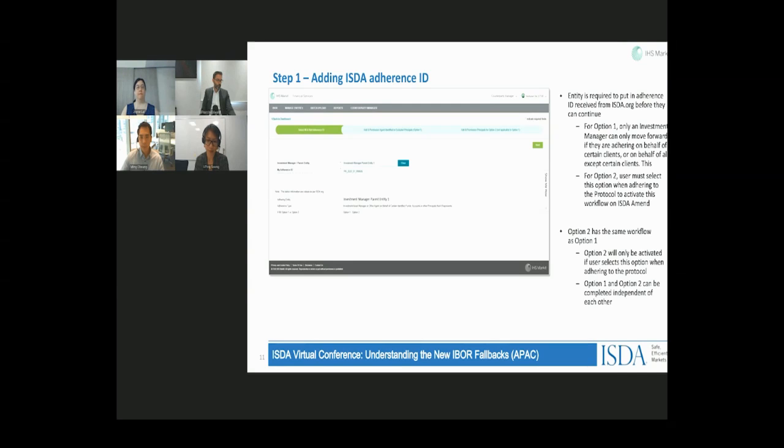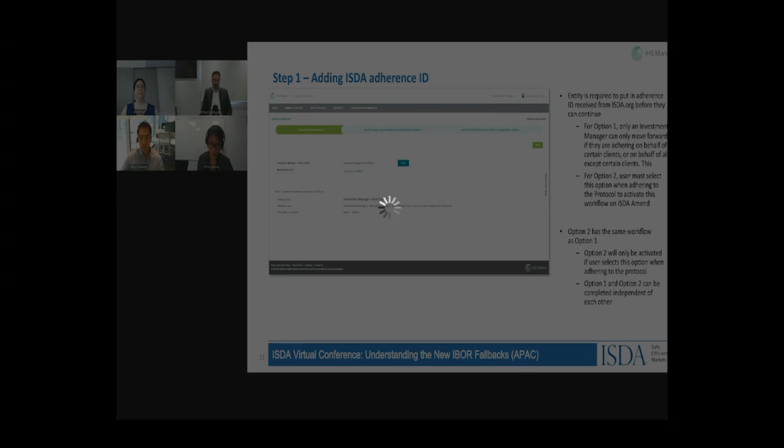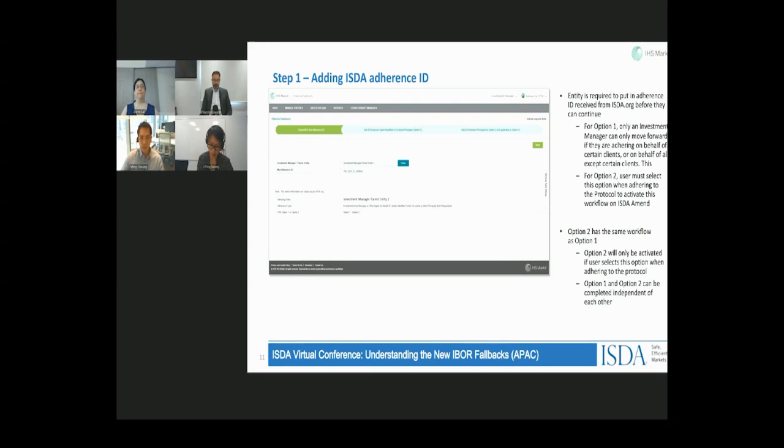Again, option 1 being if you want to select specific funds that you want to incorporate in this protocol, or you can actually exclude certain funds or clients within that process. And you can also choose for option 2 as well on here for your non-agent executed agreements. None of these are independent, so you can complete them as required for each one as well.